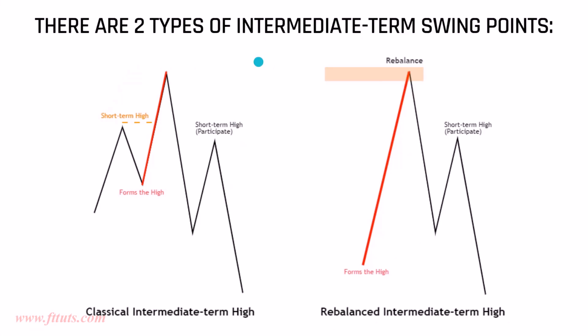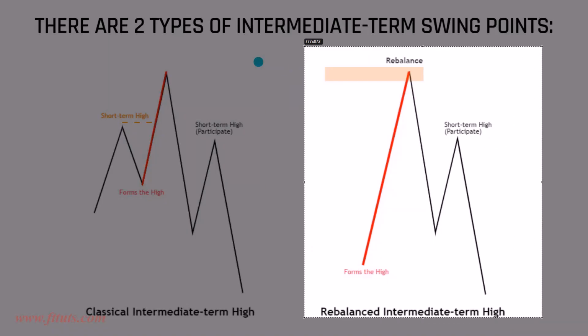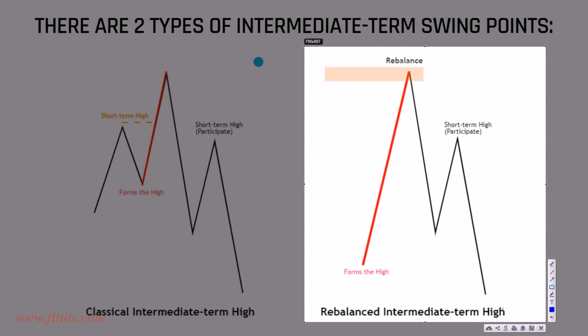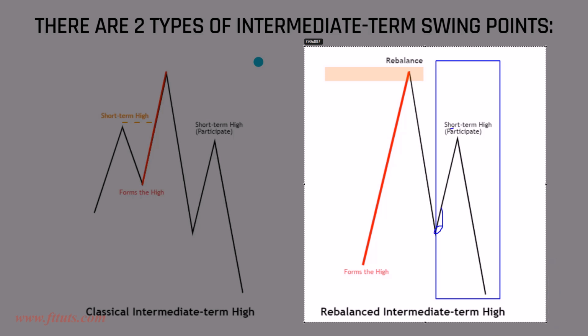Same thing here with this rebalanced intermediate term high. When you're trading live data, you're not going to see this high, this high. You're not going to see it. So you're just going to see price hit the imbalance, have displacement lower here, displacement lower to the downside. Your job is to anticipate this short-term high and trade lower. Okay, then in hindsight you'll see, okay, it is a rebalanced intermediate term high.